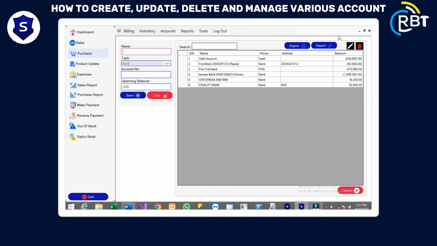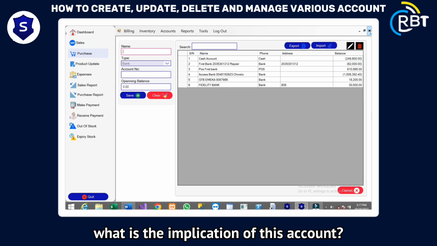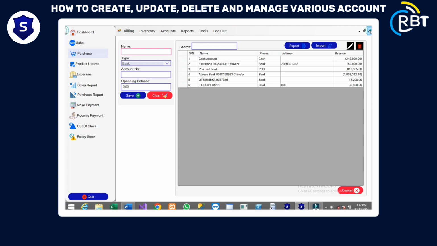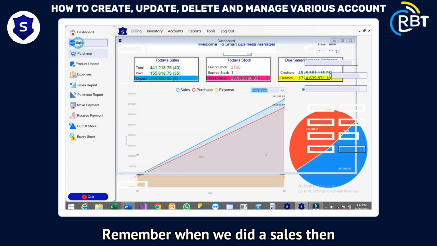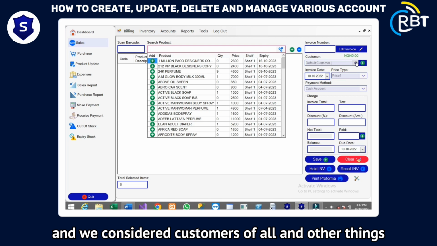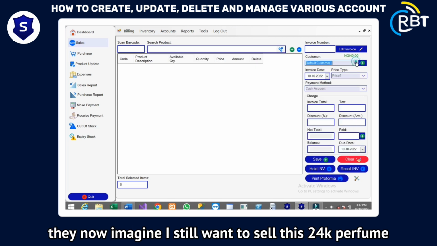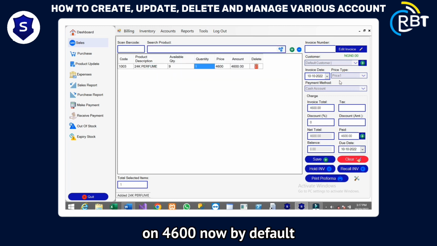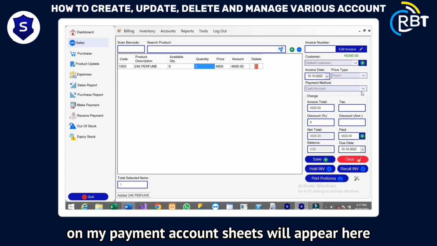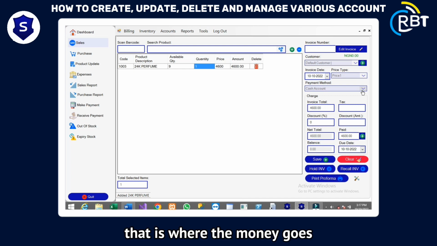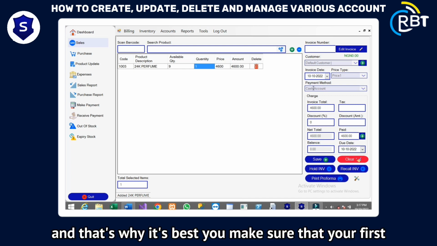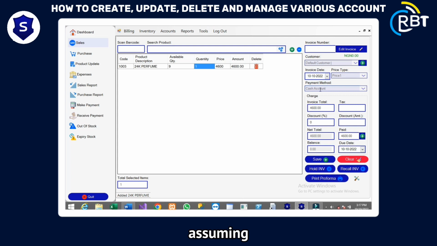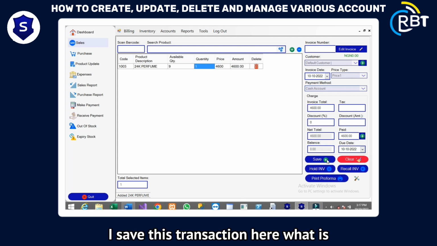Now if I save this Fidelity Bank account, already I have my cash account, I have other accounts, so you can have numerous accounts. What is the implication of this account? Remember, we did a sales then, and we considered customers and other things there. Now imagine I still want to sell this 24k perfume now, at 4,600. By default, the first account on my payment account sheet will appear here. That is where the money goes in, and that's why it's best you make sure that the first account is your cash account.